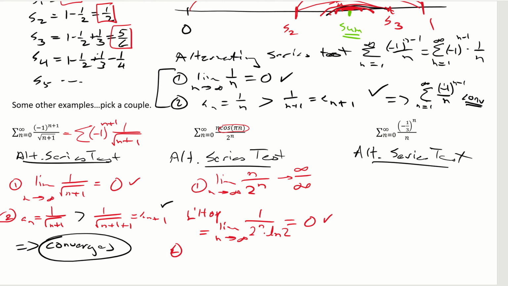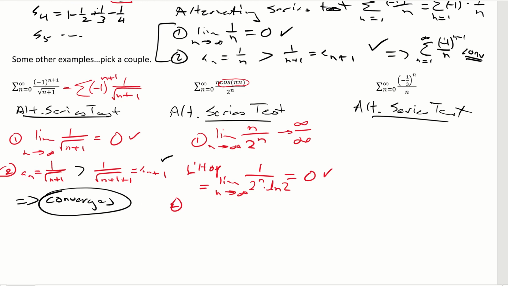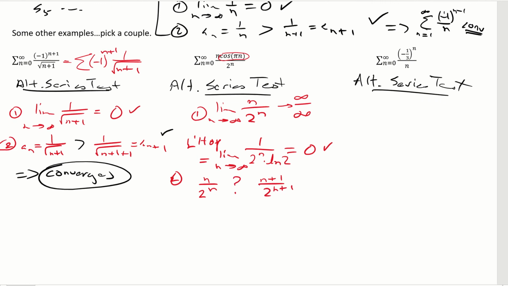Now this one, I haven't really looked at. I might have trouble here, but I'm going to try it anyway. We're supposed to show that it's decreasing, but if I compare n over 2 to the n and n plus 1 over 2 to the n plus 1, I'm not sure, so I might have to use the first derivative test on this. So let's see what happens.